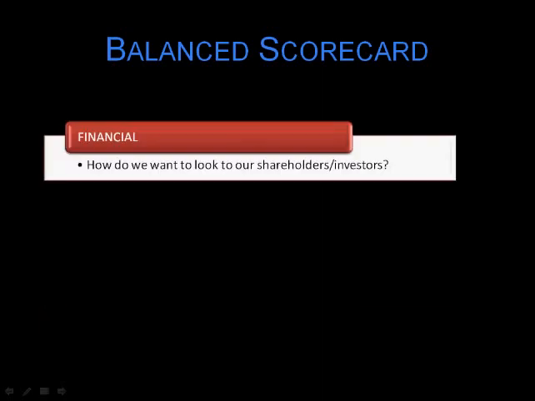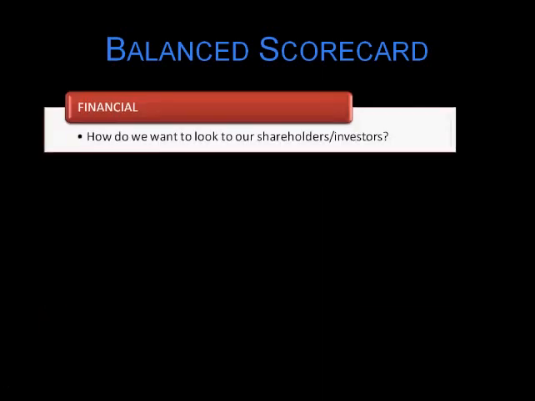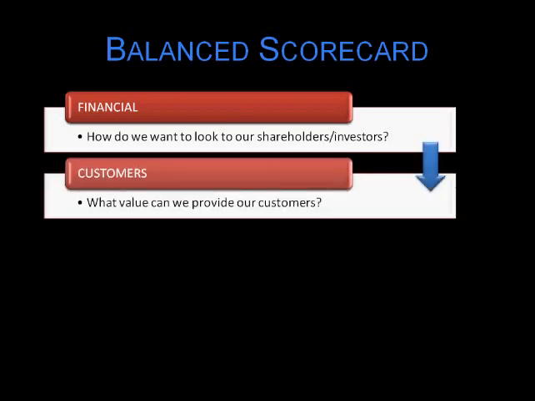Okay, so here's the balanced scorecard. And these 4 items all relate to each other. The first thing we do is we look at our financial goals. How do we want to look to our shareholders and our investors? Okay, that's simple. The next one is customers. And the question we ask is, what value can we provide our customers that will allow us to reach our financial goals?